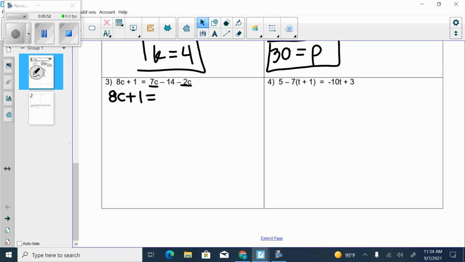Leave it as 8c plus 1. But I am going to combine these two like terms. So what is 7c minus 2c? 5c, so we have 5c minus 4c. Okay? Alright, so now that we've combined all of our like terms, what should we do now?